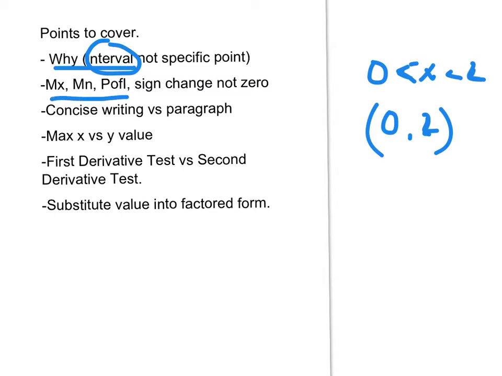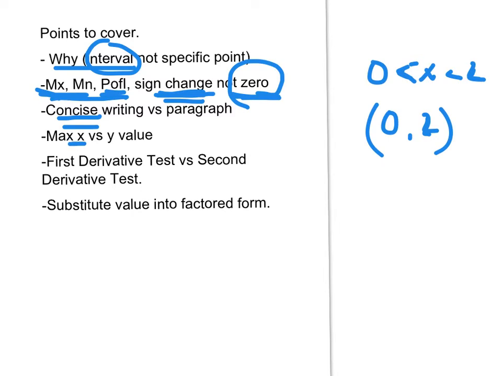Maxes and mins and points of inflection: it's very important that you indicate you have a sign change of either the first derivative for maxes and mins, or the second derivative for points of inflection. One of the most common mistakes students make is to say, well, you have a minimum because the derivative is 0, or you have a point of inflection because the second derivative is 0. Be careful. You have to specifically talk about the sign change and what kind of change you have. Some students in their beginning writing like to write a 50-word essay. I'd like concise writing using math notation, which makes things much simpler.